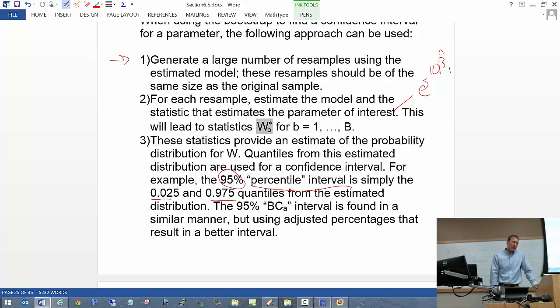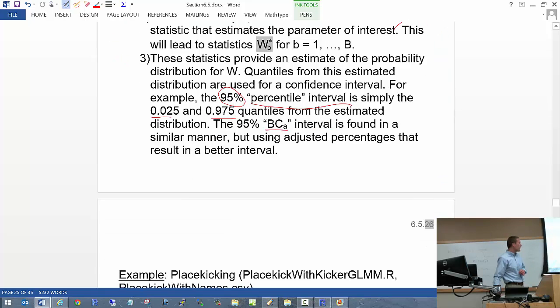The percentile intervals are not necessarily the best to use. Instead, a better kind of interval is what's called a BCa, which stands for bias corrected accelerated. Basically, this still finds particular quantiles from your distribution, but not necessarily 0.025 and 0.975. It has some adjustment factors used with it that form a better interval. I won't get into the details behind what those adjustments are.